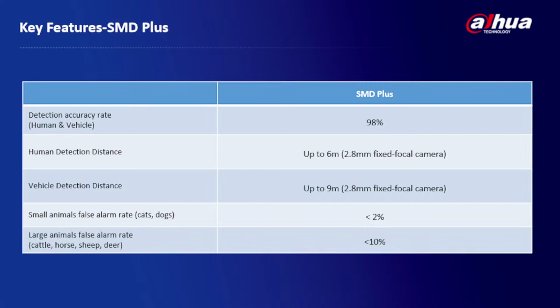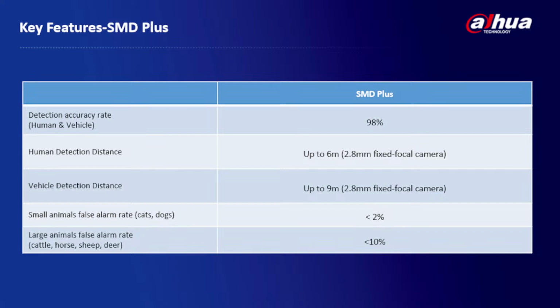So now we can do some comparison, or we can see what the accuracy level of the SMD Plus is. The detection accuracy rate for the human and the vehicle is 98%, which is good enough. And the human detection distance depends on the lens size also. If we are using a 2.8 mm lens, then the camera can detect up to 6 meters. If we go with 3.6, the distance will be more, like 8 or 10 meters. Then we have a 6 mm lens, then 8 mm.